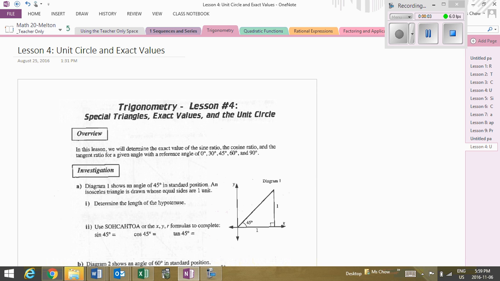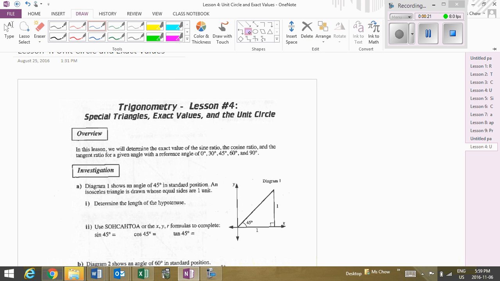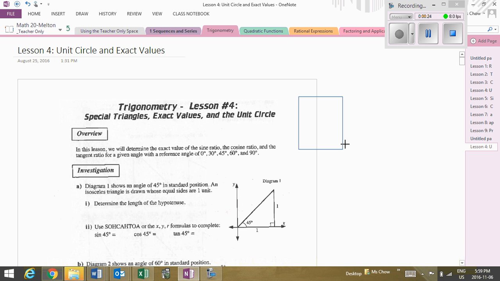Let's take a look at Lesson 4, Trigonometry, which is special triangles, exact values, and developing the unit circle. If you recall, we did go through special triangles a couple of lessons ago, and our special triangles evolved. We'll just take a reminder on that one. Our special triangles, the first one evolves from a square having side length of 1 unit.